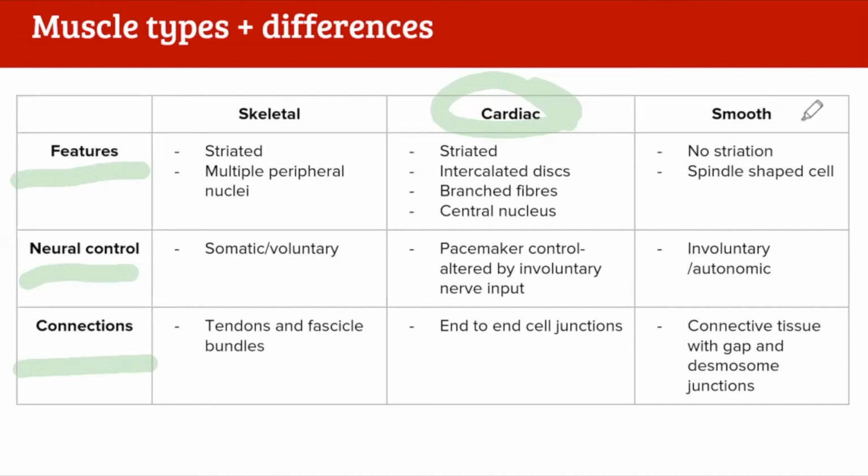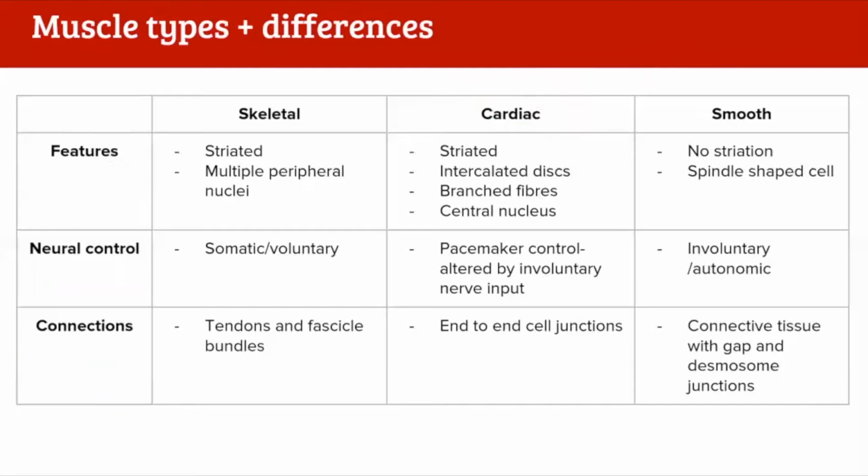And last of all, you've got smooth muscle. No striation here. They're spindle shaped, so they're quite cylindrical. And involuntary as well, so you can't decide how your smooth muscle contracts and works. The connections are via connective tissue with gap and desmosome junctions. But that's enough with this table. I'd much rather show you guys a photo.